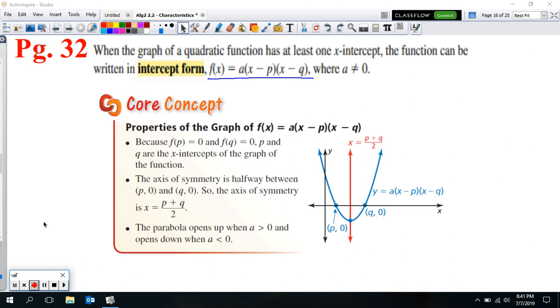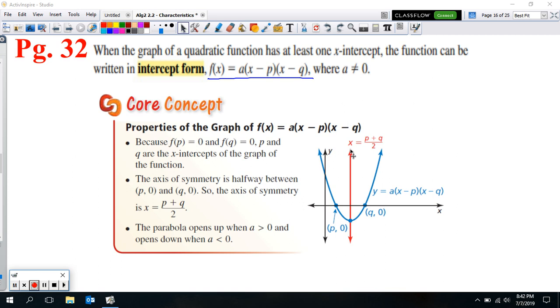Okay, so our next form, this would be on your vocabulary, back at page 32. Intercept form is the third and final form of our quadratic functions that we could be graphing. So we graph vertex form, we graph standard form, and now we're going to be graphing intercept form. So write this down here for intercept form. F of x equals a. That a number is still the same a number as we've seen before. And then the parenthesis x minus p, parenthesis x minus q.